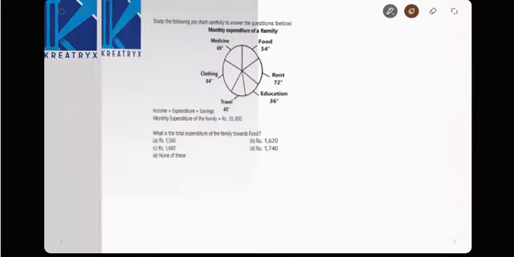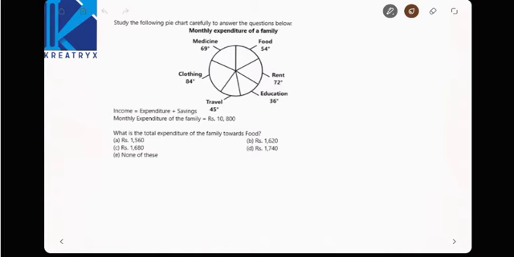See the first one. This is a pie chart and the total pie chart is given in 360-degree format, because observe here, food is given as 54 degrees, rent is given as 72 degrees. Income is equal to expenditure plus savings. Monthly expenditure of the family is 10,800 rupees. So this entire chart value is equal to 10,800. So 360 degrees is equal to how much? 10,800.